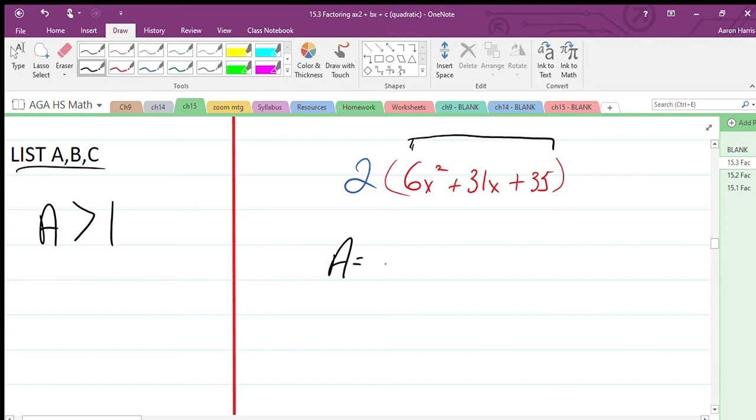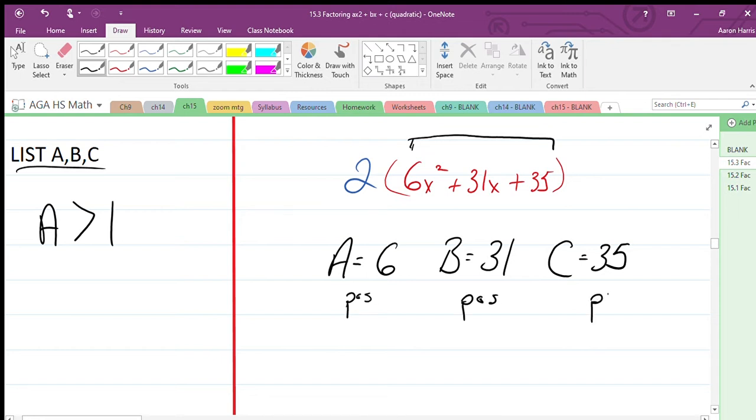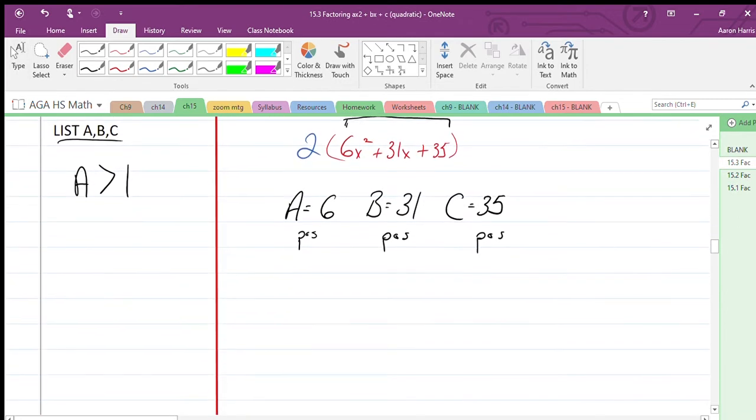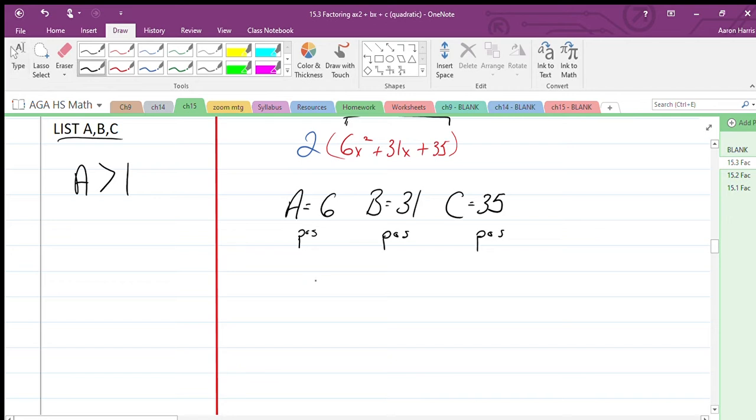A is equal to what? 6. B is equal to 31. C is equal to what? 35. This is going to be important because this is positive, this is positive, this is positive. And I've already explained that you can figure out your answers pretty much because we have to know when C is positive or negative, and we need to know when B is positive or negative.